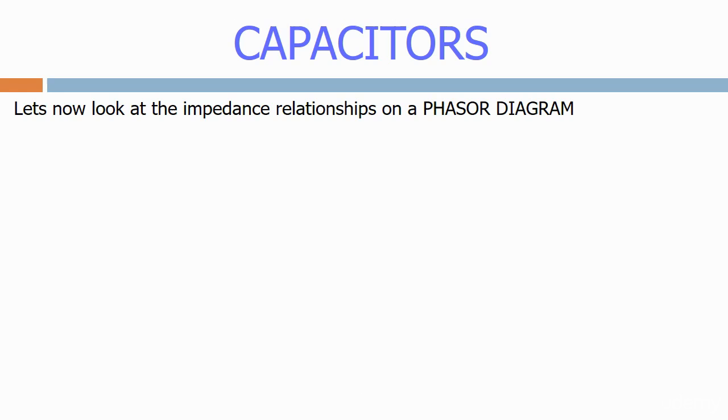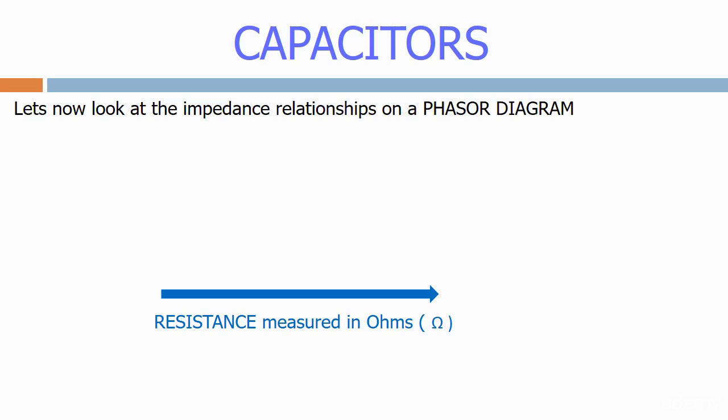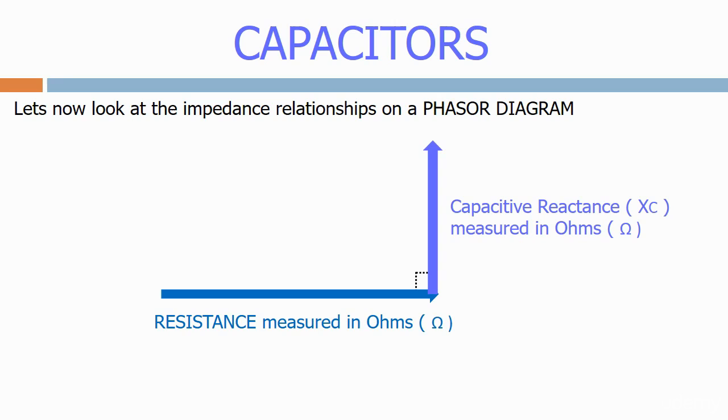Let's now look at the impedance relationships on a phasor diagram. First, let's look at the resistance measured in ohms. Let's make that a horizontal vector to represent a reference point. Next, we have the capacitive reactance, XC, also measured in ohms. And that's 90 degrees away from the resistance vector.